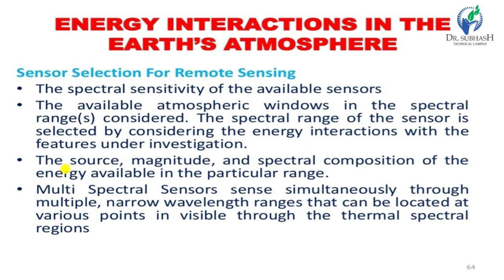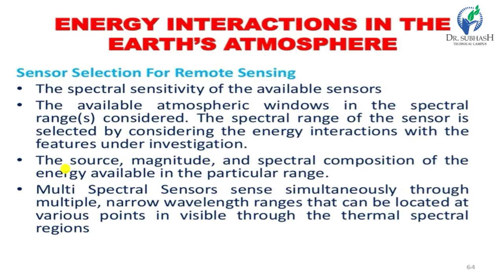Spectral sensitivity of the available sensors is also a very important parameter from the point of view of our image processing. The available atmospheric window in the spectral range generally has to be considered. We showed previously what spectral wavelengths are present and how much of the wavelength is reflected from the different types of objects, and we have to sense that.